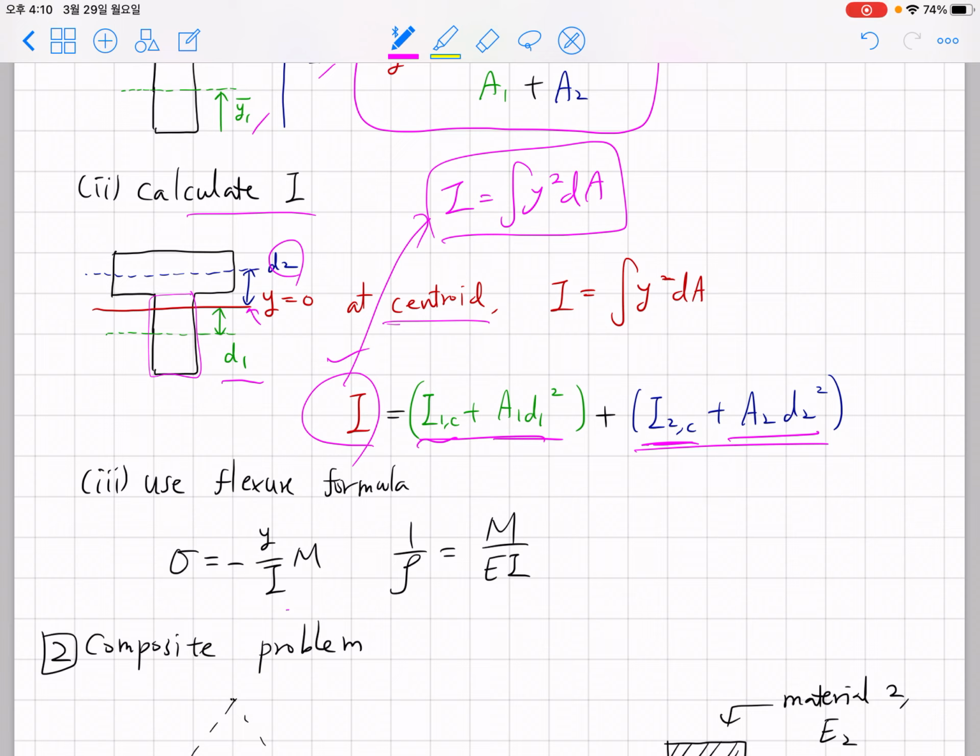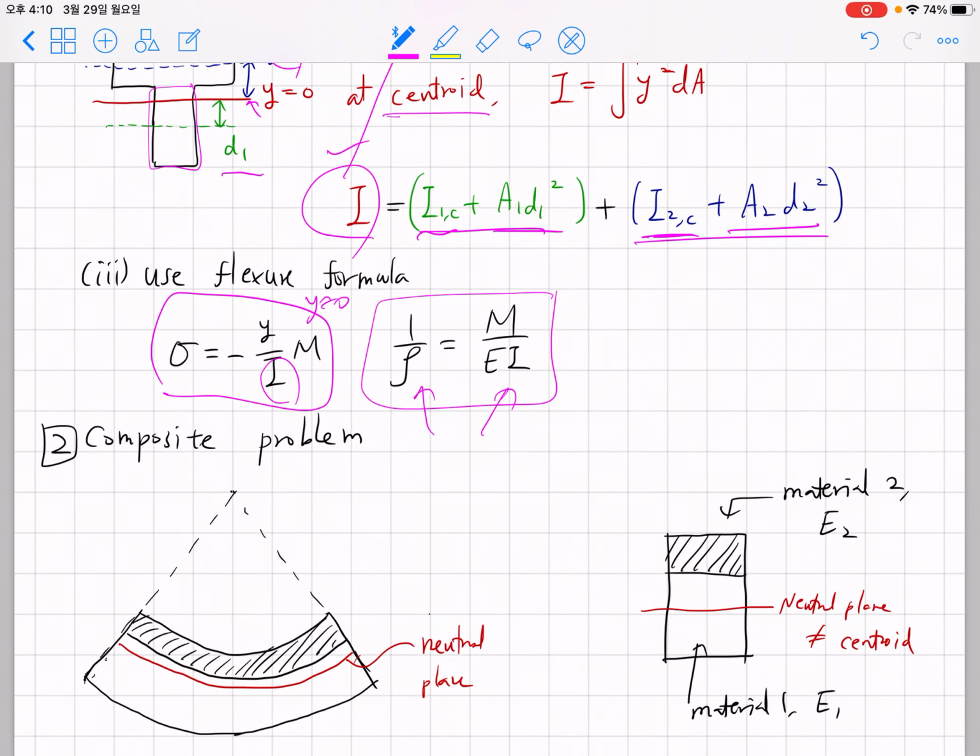After obtaining I and the y equals 0 position, you can use the flexure formula to obtain the stress distribution, and from the stress distribution you can obtain the maximum stress. If the maximum stress is smaller than the strength of the material, you can say that the material is safe and reliable. This is regarding safety design. And the second thing is prediction of deformation. You can predict the bending radius of curvature using this formula. So this is the step-by-step procedure to handle a beam bending problem with relatively complex cross-sectional shape.